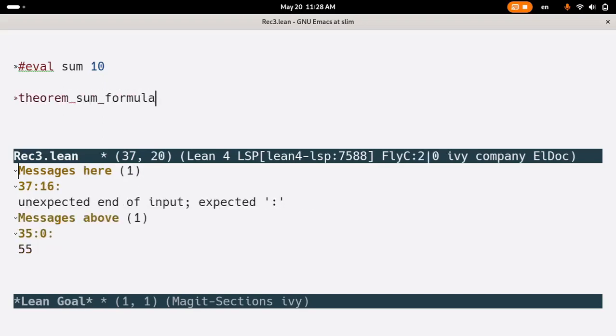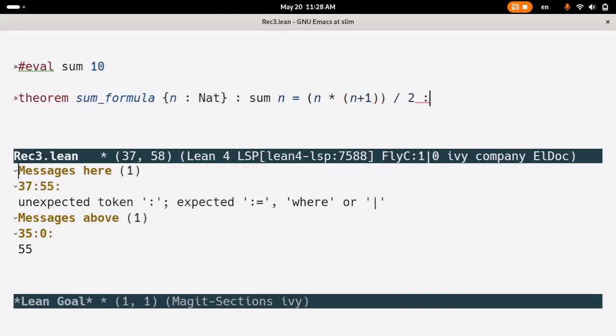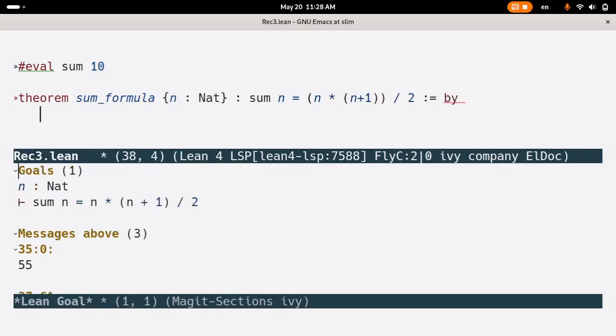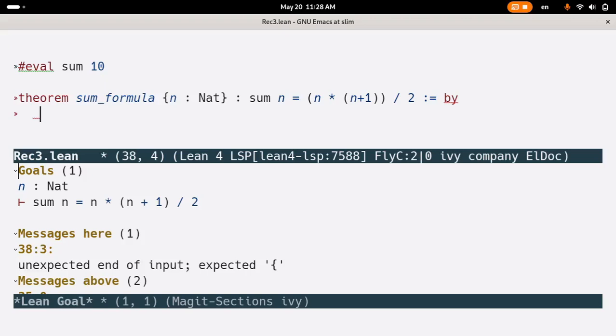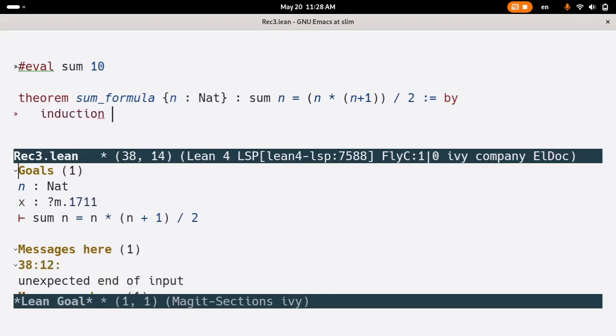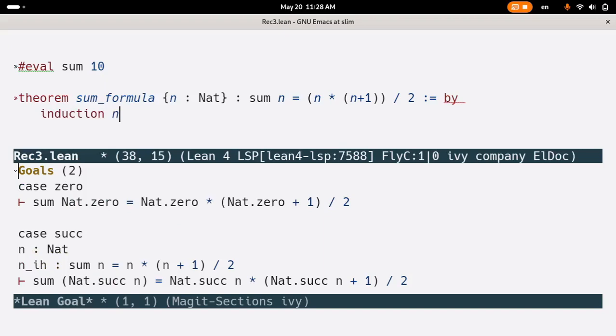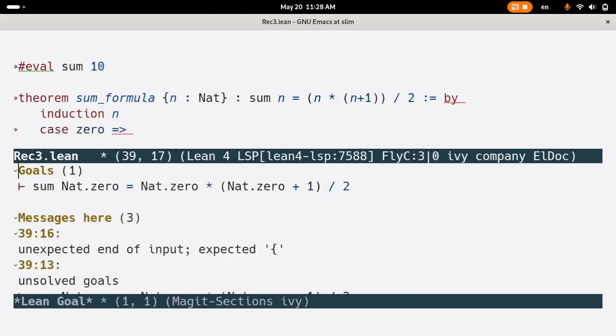A famous formula is the sum formula, which is that for every natural number n, the sum up to n is equal to the closed form formula n times n plus 1 divided by 2. We will prove this now. To do an induction on n, we use the tactic induction and supply it with the variable n that we want to do the induction on. Since n is a natural number, the corresponding cases are the 0 case and the successor case.